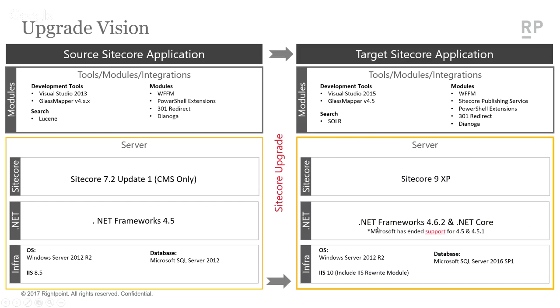Keep in mind when you're upgrading, it's not just the Sitecore DLLs that are changing. It's also your MVC and your .NET Framework. So there are going to be some breaking changes, not just from the Sitecore code, but also from the .NET code that you're going to need to consider. If you're using something like XConnect or Sitecore Publishing Service, you'll also want to make sure you have .NET Core installed.